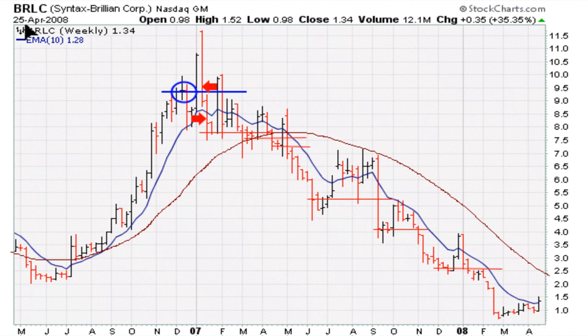This is just another stock I was looking at. BRLC 2008, same thing. It tried to break out here twice. It had 2 weeks of rest, broke out here, failed. Short it there or sell or get out. It came back, tried to break out above this weekly closing high there and failed.